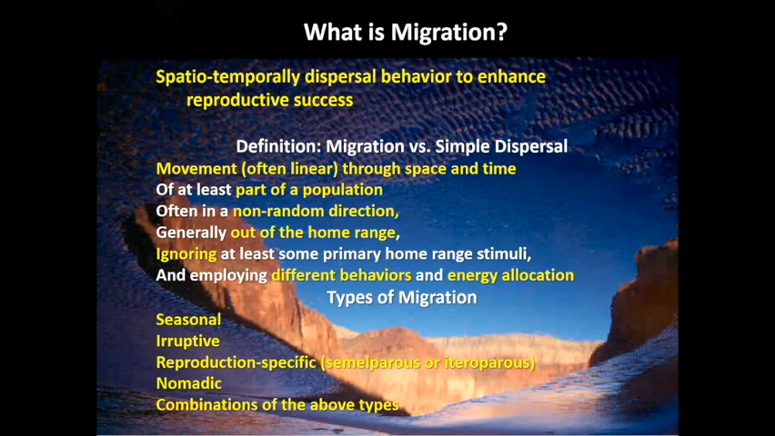And the migration may involve part or all of a population. It's often non-random in its direction, but it generally takes the organism out of its home range. And therefore, the organism in traveling begins to ignore some of the primary stimuli that it normally responds to in the home range, such as the reproductive urge, and feeding behaviors are altered. So the organism is using different behaviors and different ways of using energy during migration.